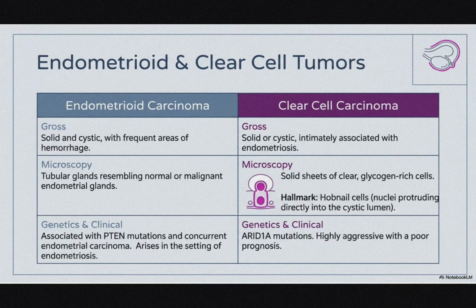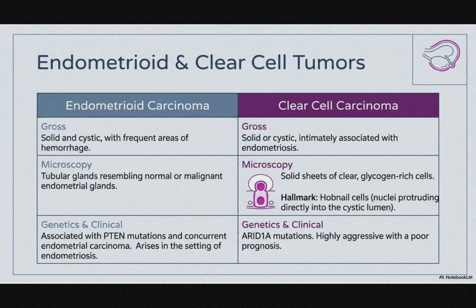Microscopy of endometrioid carcinoma: tubular glands resembling normal or malignant endometrial glands. Microscopy of clear cell carcinoma: solid sheets of clear glycogen-rich cells. One of the hallmark differentiating features between endometrioid carcinoma and clear cell carcinoma is that in clear cell carcinoma we have hobnail cells, that is nuclei protruding directly into the cystic lumen, and we also have a small illustration of it.